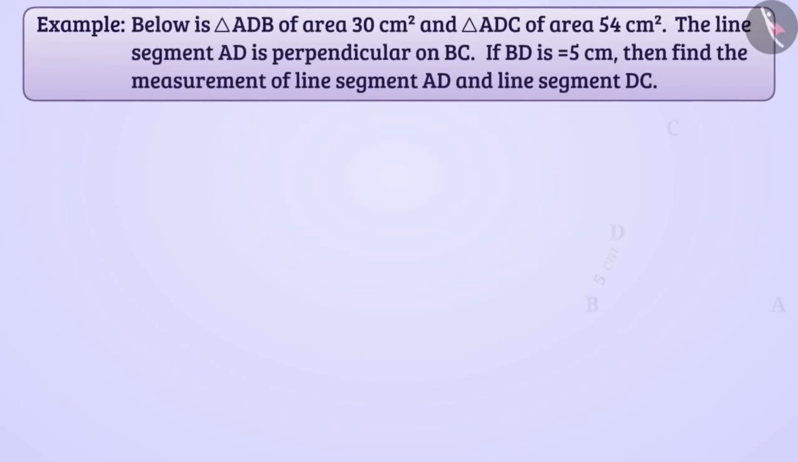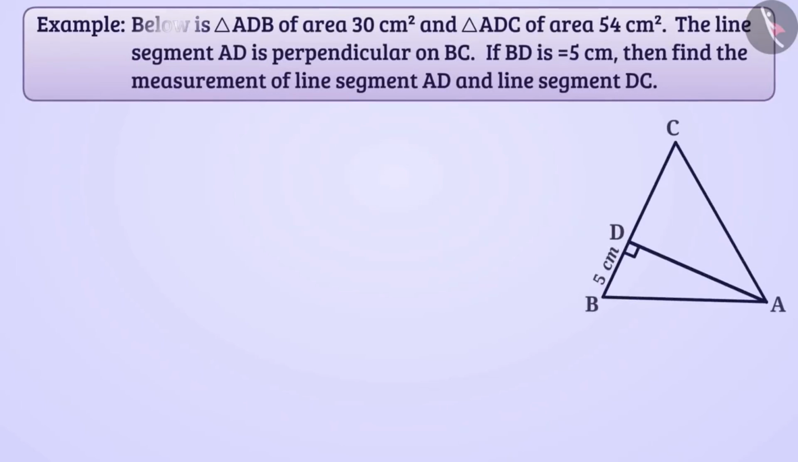Next example. Below is triangle ADB of area 30 square centimeter and triangle ADC of area 54 square centimeter. The line segment AD is perpendicular on BC. If BD is 5 centimeter, then find the measurement of line segment AD and line segment DC.